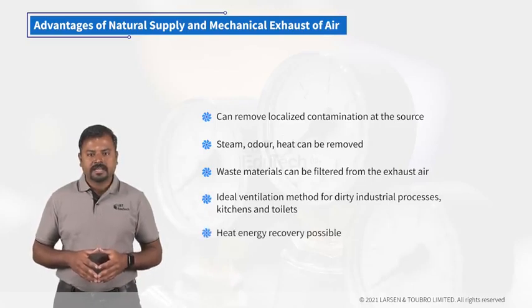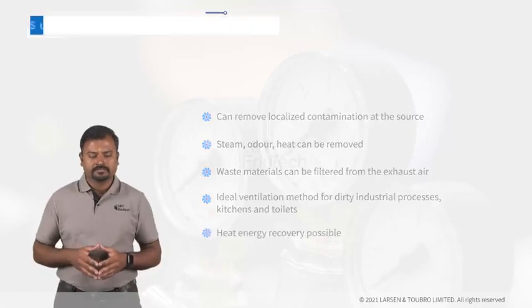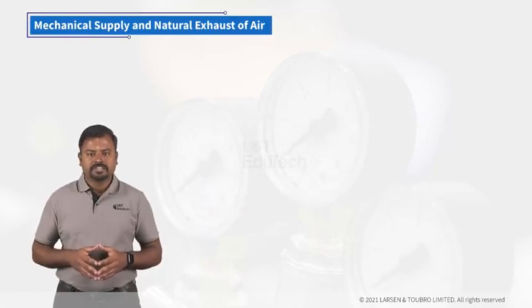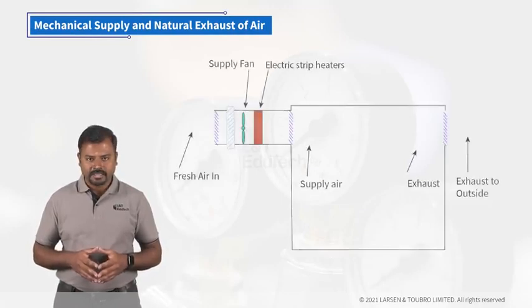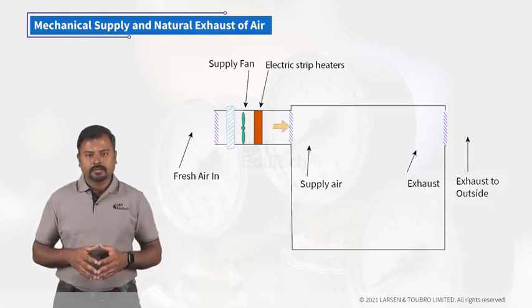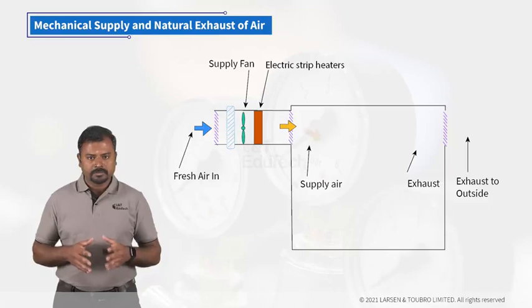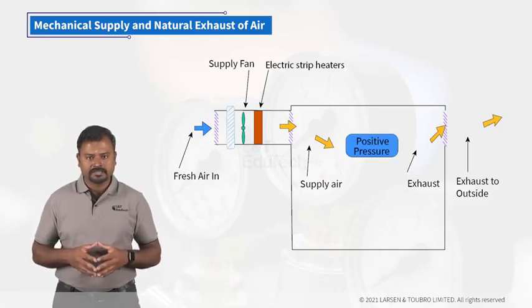Heat recovery systems can be employed to recover the chillness in the exhaust air stream to pre-cool the fresh incoming outdoor air. The next method of ventilation is mechanical supply and natural exhaust of air. As the name suggests, the outdoor air is supplied to a given space by mechanical equipment and exhausted from this space naturally. The mechanical fan is used to supply outdoor air to this space as illustrated in the diagram, which causes positive pressure to be created within the space.